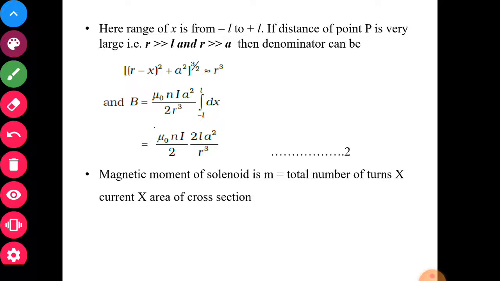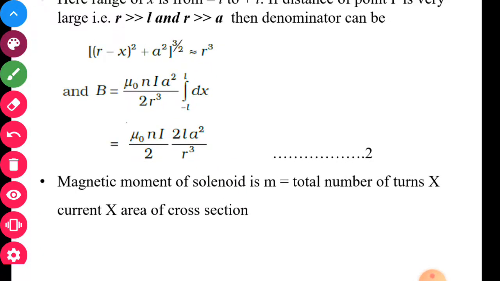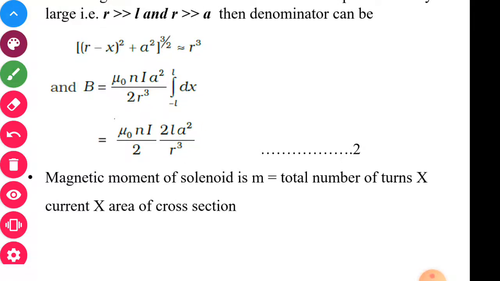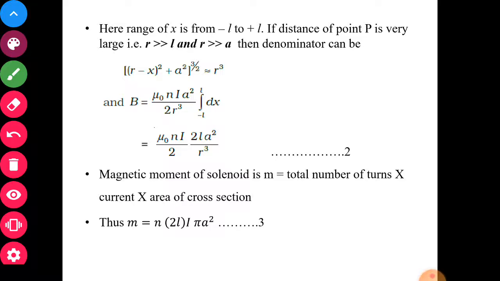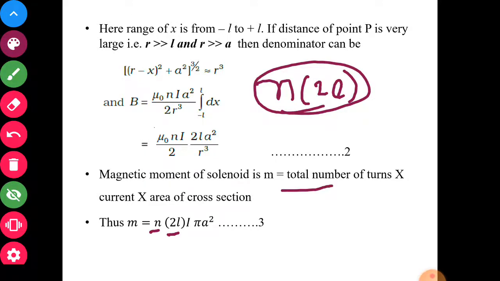Now, magnetic moment of solenoid. Try to understand what is magnetic moment. Magnetic moment is nothing but NIA: total number of turns times current passing times area of cross section. Now here you can find the magnetic moment of this solenoid. Total number of turns is nothing but number of turns per unit length multiplied by the length of solenoid. Number of turns per unit length is small n, length of solenoid is 2L, so total number of turns in the solenoid is n into 2L, so this part is clear.